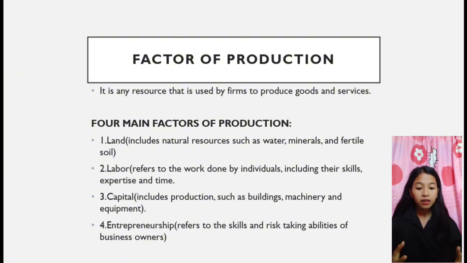They also need to communicate, and there must be teamwork in labor. Third is capital. It includes production items such as buildings, machinery, and equipment. Capital is very important because you cannot just have employees, they need something to use, the equipment. Without the equipment, they cannot produce products. So, capital is very important.